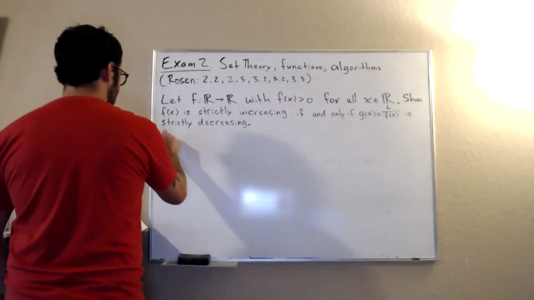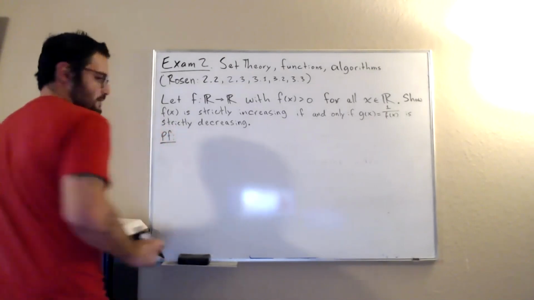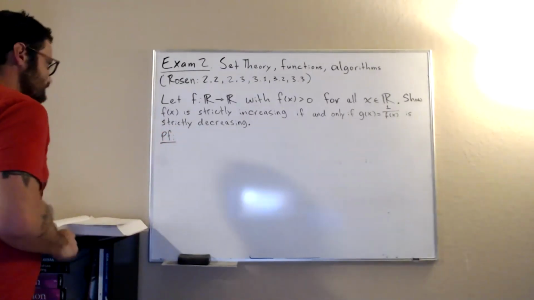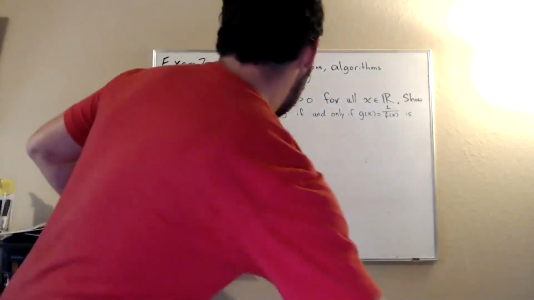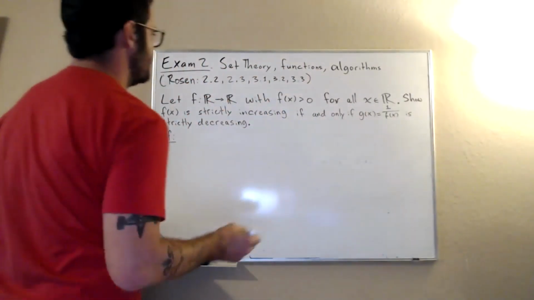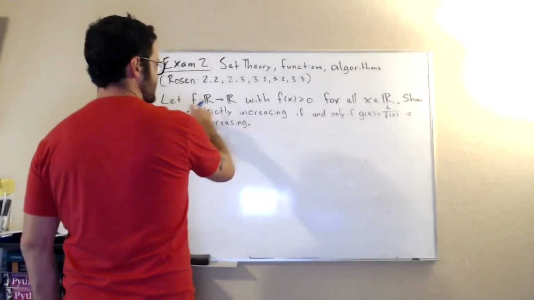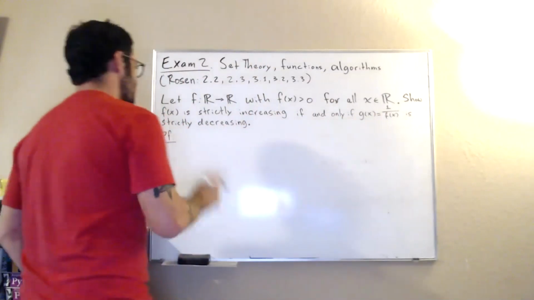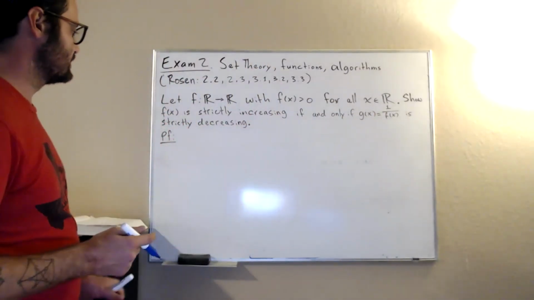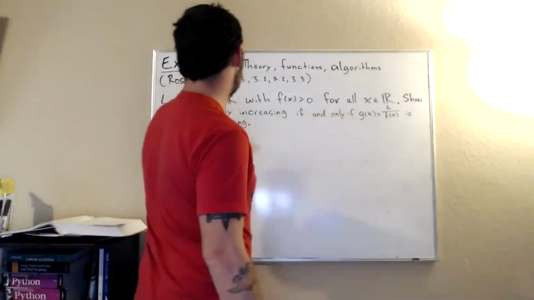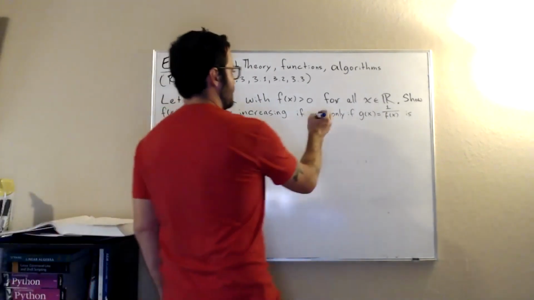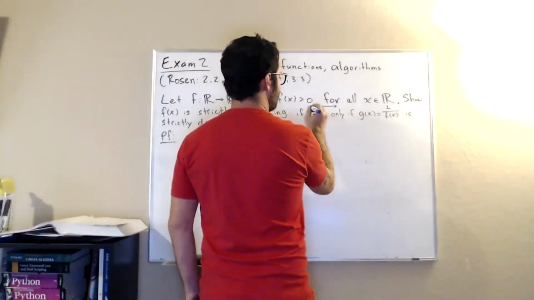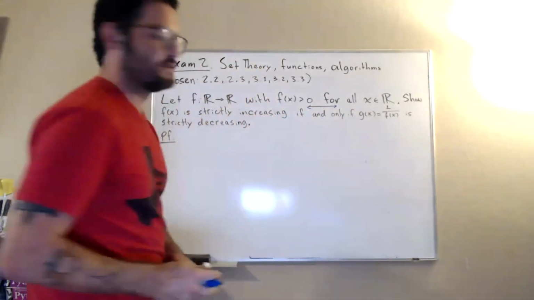Okay. All right, so let's look at the proof of this. Notice that there are two statements here because it's a bi-conditional statement. If f of x is strictly increasing, then g of x is strictly decreasing, and then the converse is if g of x is strictly decreasing, then f of x is strictly increasing. That's because there's an if and only if right here, which means there are two things to prove.